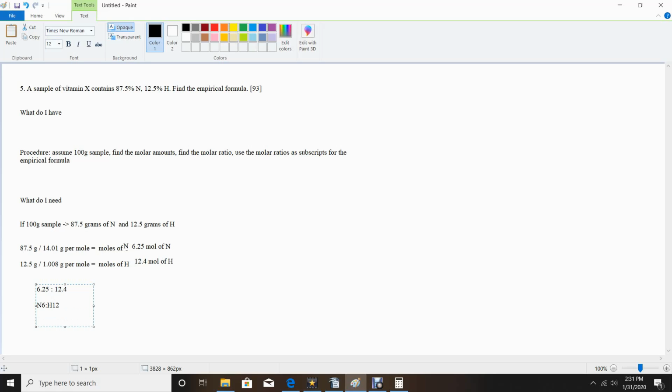Now there's a last step here. You're probably noticing, because this is an empirical formula, my subscripts need to be reduced as low as possible. And this is a 2-to-1 ratio here, so I can reduce this to NH2. And that is how we solve that one.